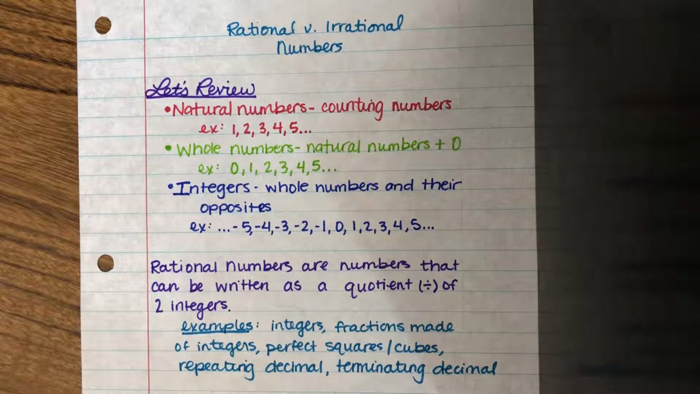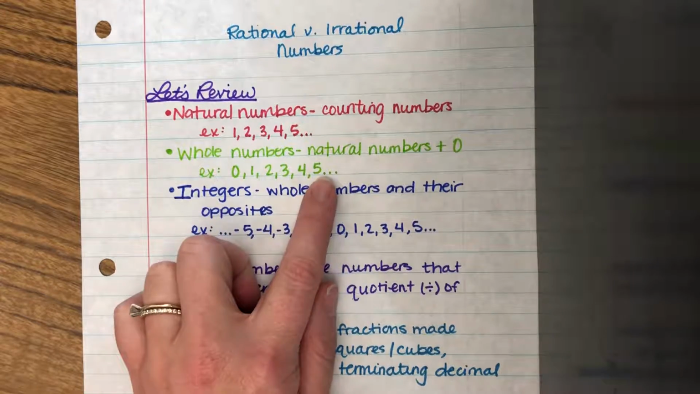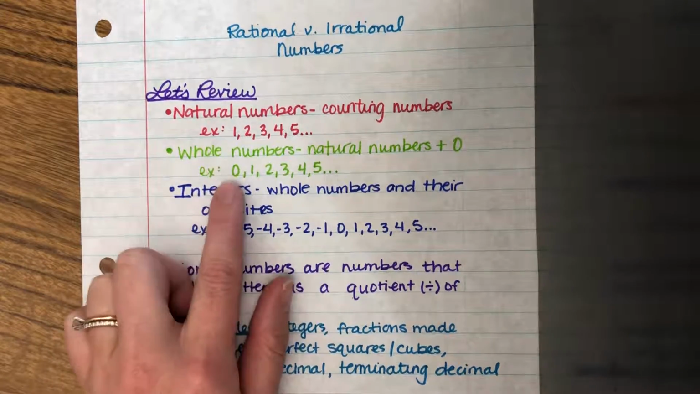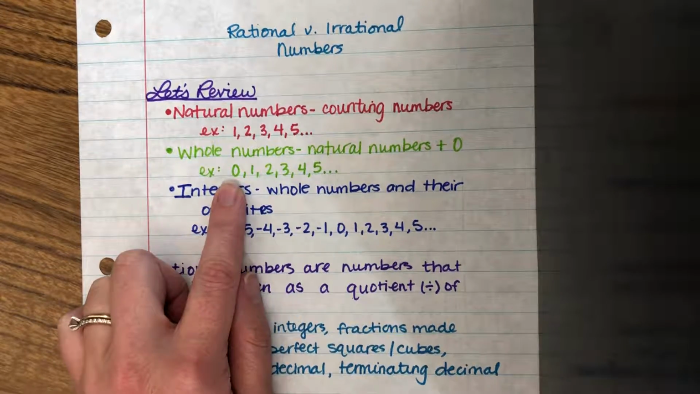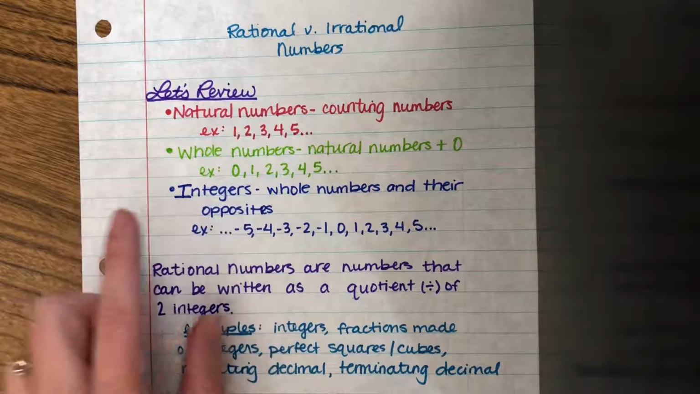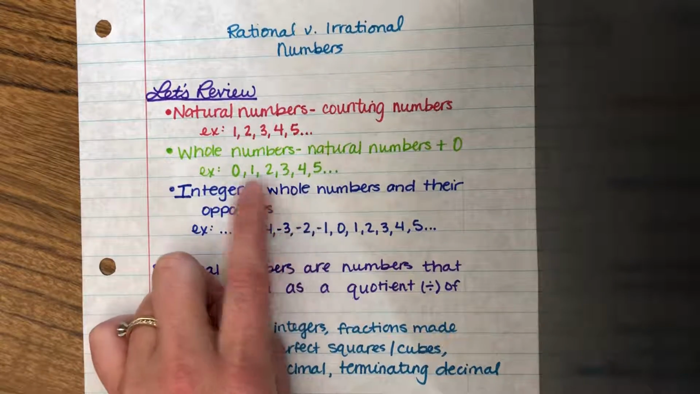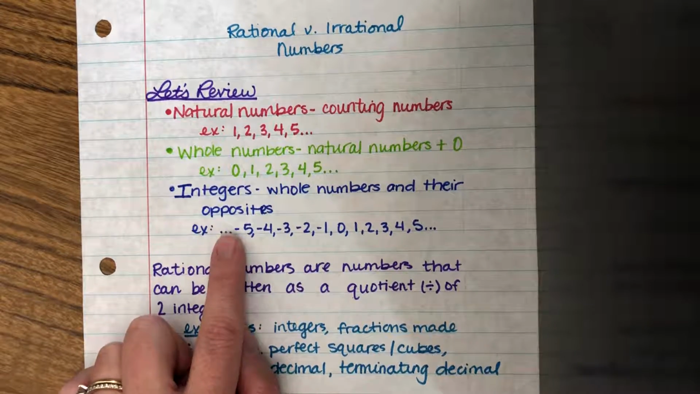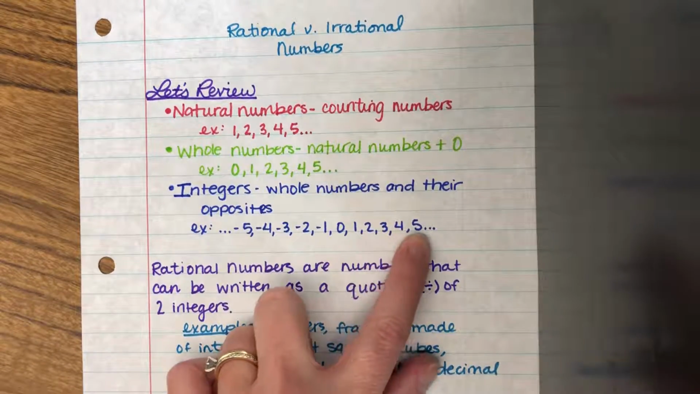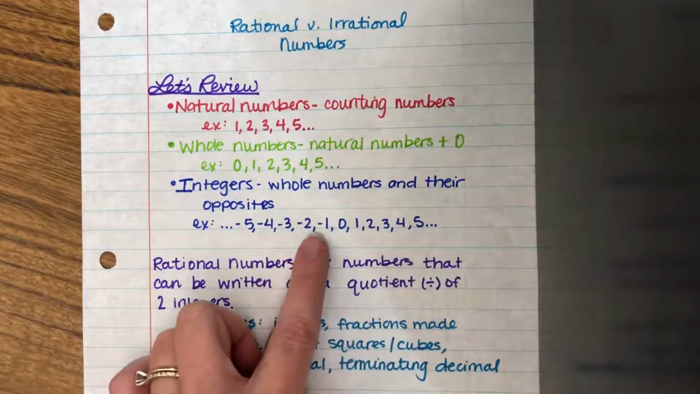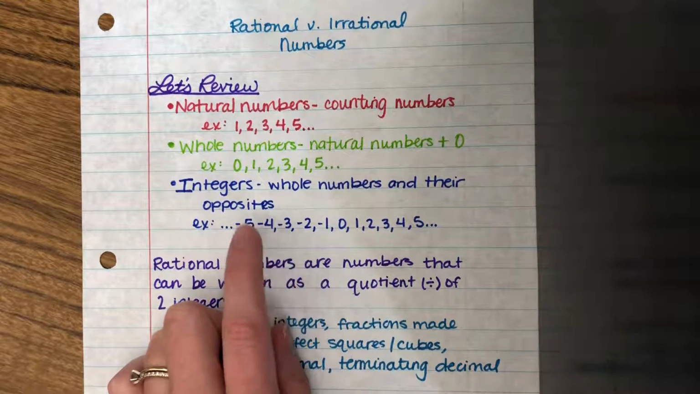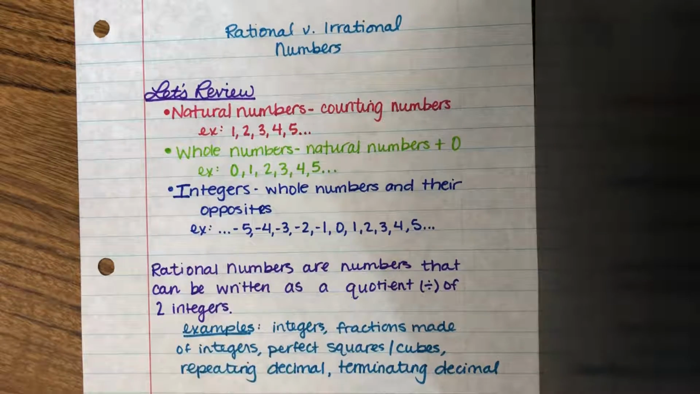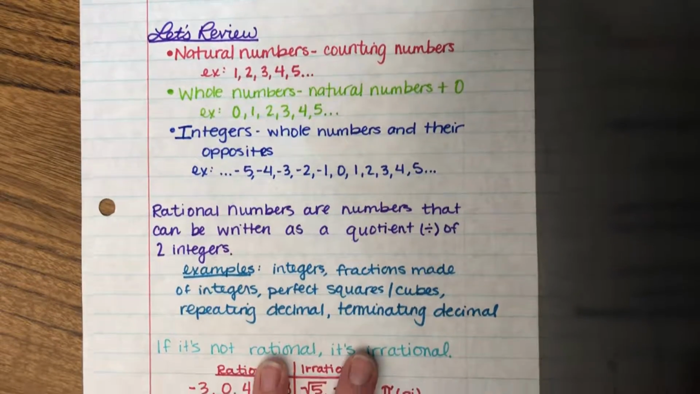Okay? And then a whole number is those natural numbers, 1, 2, 3, 4, 5, and so on, and it adds the number 0. And then an integer is whole numbers, so 0, 1, 2, 3, 4, and 5, and their opposites. So I have 0, 1, 2, 3, 4, 5, and it goes on, and I have -1, -2, -3, -4, and -5. Okay, so rational numbers, this gets into the meat of the lesson.